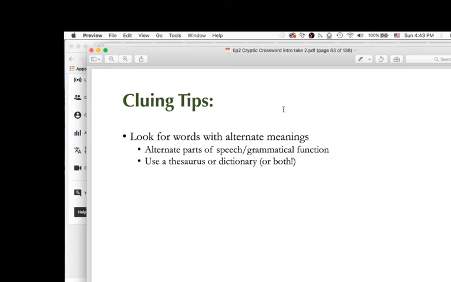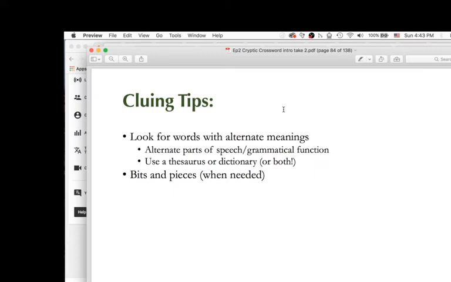Use a thesaurus or dictionary when you're trying to find these things, or both. A thesaurus will find you great alternate words to use. A dictionary will help you find different senses of a word that you might not have thought of. A thesaurus will usually have entries for different senses of a word if they are common, but some of the less common senses might not appear in a thesaurus.